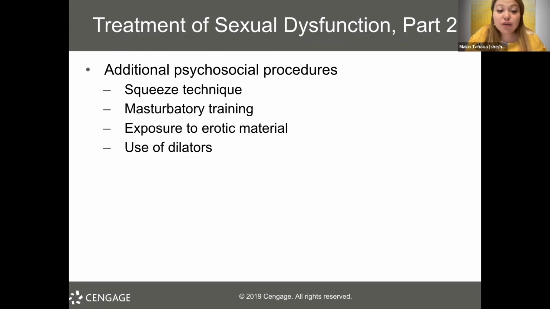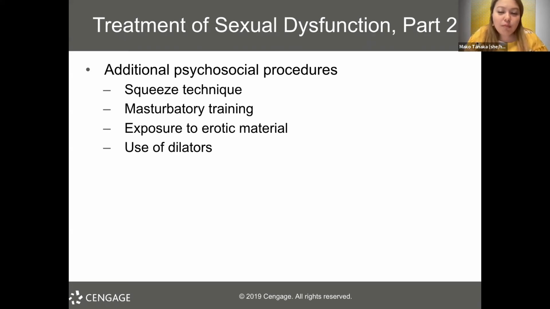Masturbatory training is used for female orgasm disorders. And it's pretty much what it sounds like. A couple typically will go in, and a woman will get training on how to masturbate and learn over time how to communicate her desires and what's turning her on and what's helping her orgasm, and the partner can learn about women's arousal better. Other treatments include exposure to erotic material, which can be helpful for low sexual desire problems.